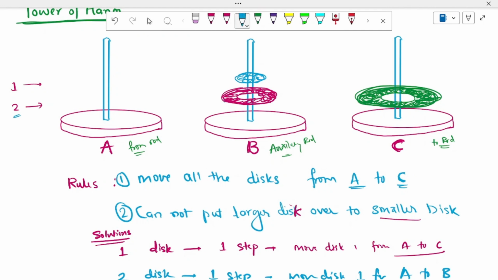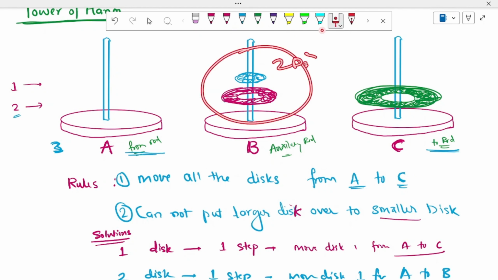In the second case, what is happening? Initially we considered this as from rod and this as to rod, and we had 3 disks. Now the problem has reduced. I have got only 2 disks here. You can see I have got 2 disks here. I need to move these 2 disks here using this rod.